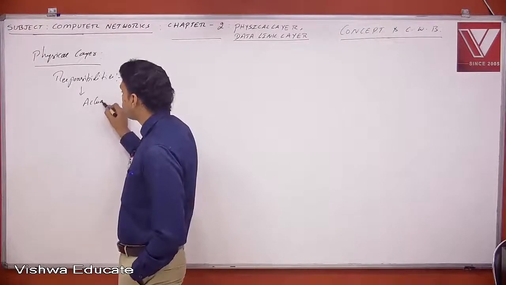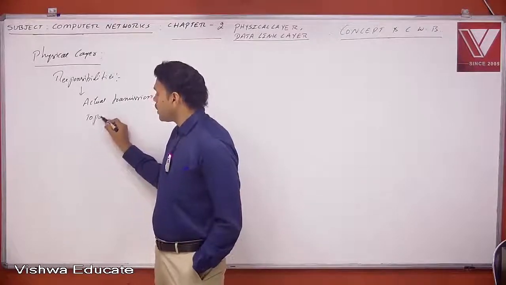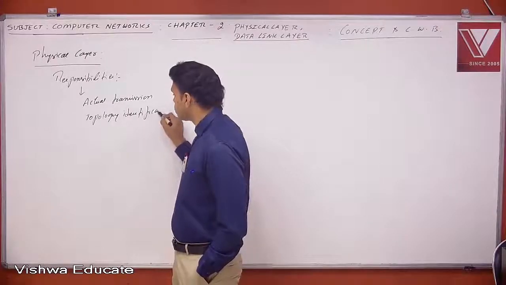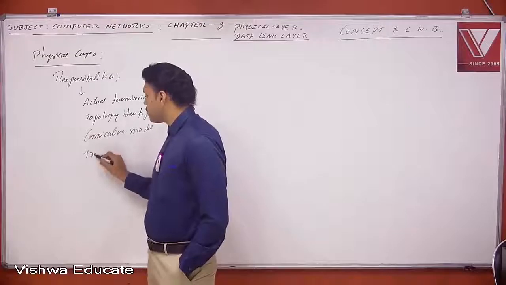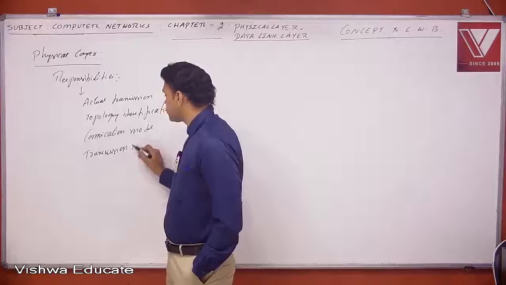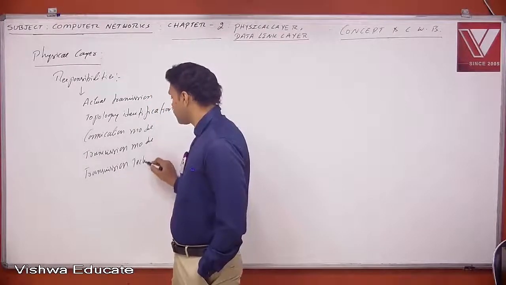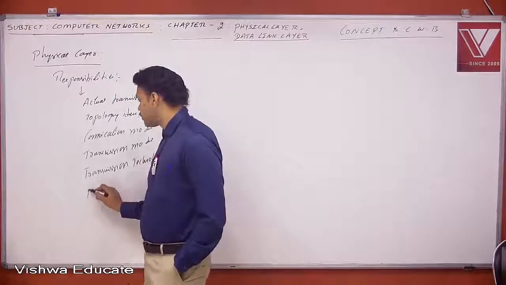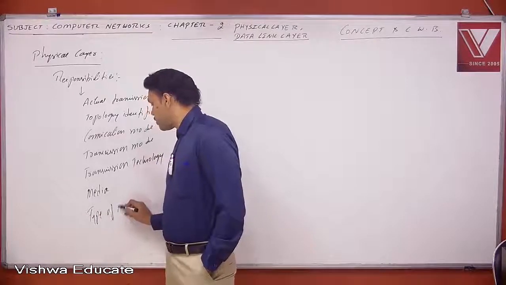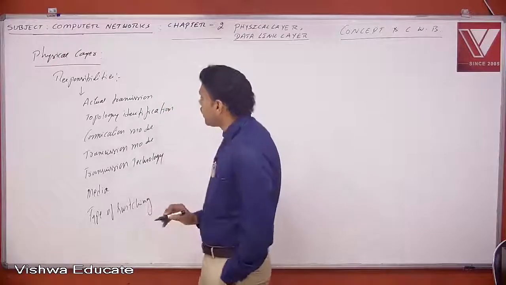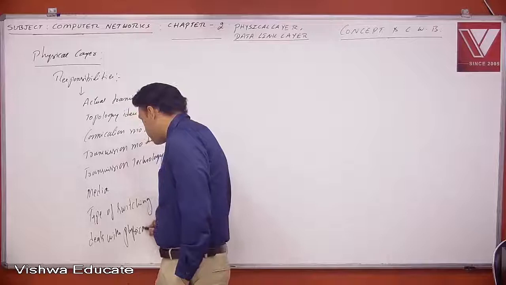Number 1, actual transmission, number 2, topology identification, number 3, communication mode, number 4, transmission mode, number 5, transmission technology, number 6, media, number 7, type of switching, etc. Apart from that, it also deals with the physical characteristics of the media.